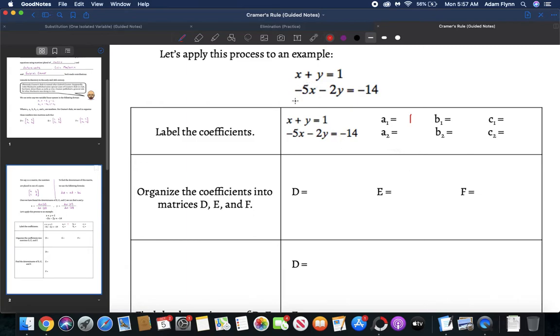For a2, our coefficient of x in the bottom equation is negative 5. For b1, looks like I don't have a number in front of that y. In that case, my coefficient is 1. And for b2, my coefficient is -2. And then my C's, looks like it's 1 in the top equation, and it's -14 in the bottom equation.